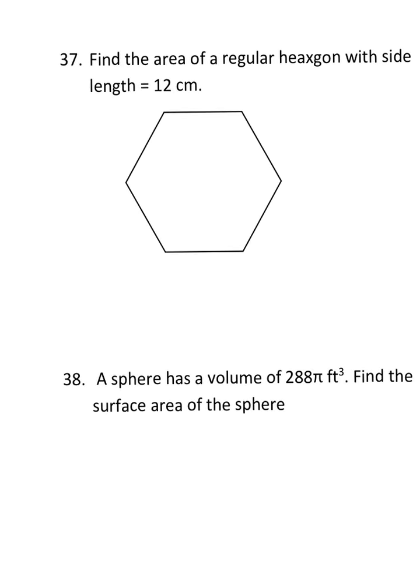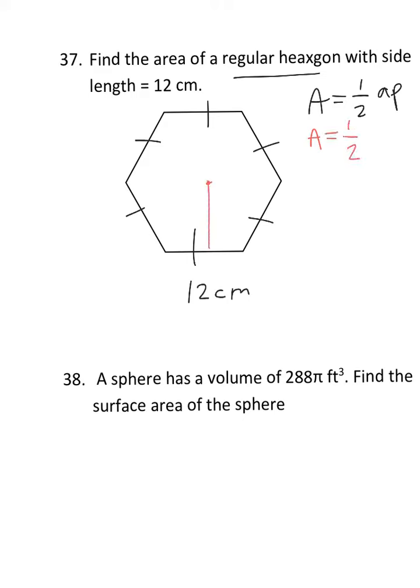Okay, 37. Find the area of a regular hexagon. So all sides, all angles are congruent with a side length of 12 centimeters. So for a regular figure, you're going to use area equals 1/2 the apothem times perimeter. We don't have the apothem. But we do know that the perimeter is equal to 12 times 6, because this is 12 long and there's 6 of them. So the perimeter is 72 centimeters.